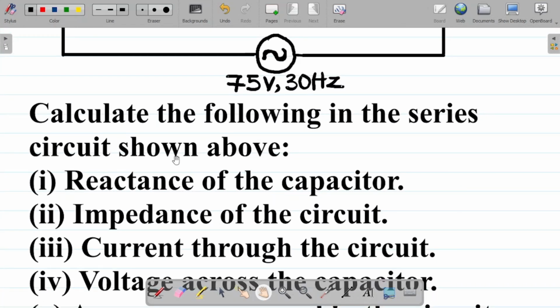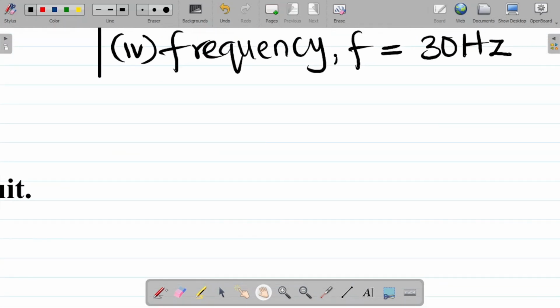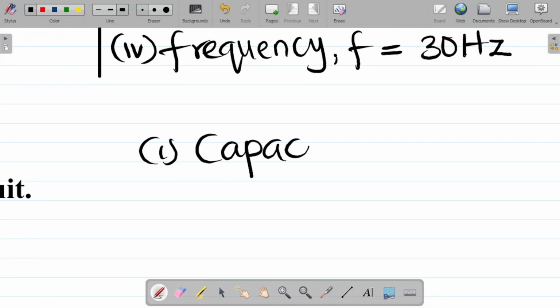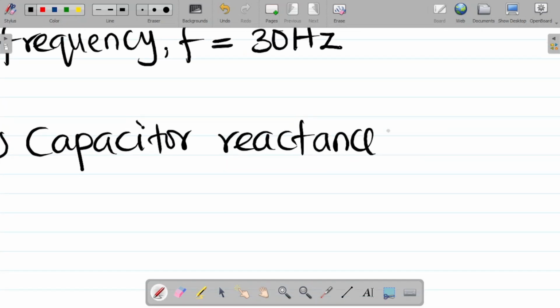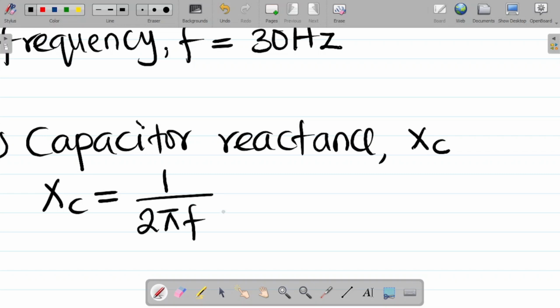I says we should find the reactance of the capacitor. So let's look at I. Let's call it capacitor reactance. In our previous class, we discussed what a capacitor reactance is. We said it's simply the opposition to the flow of current in the capacitor. That's the reactance, and it's represented by XC.